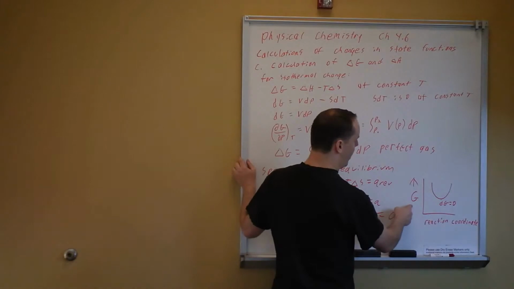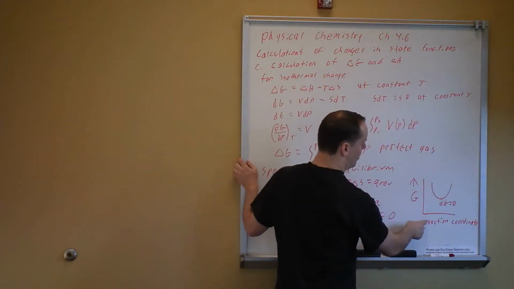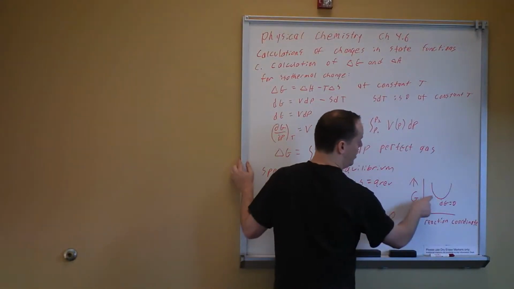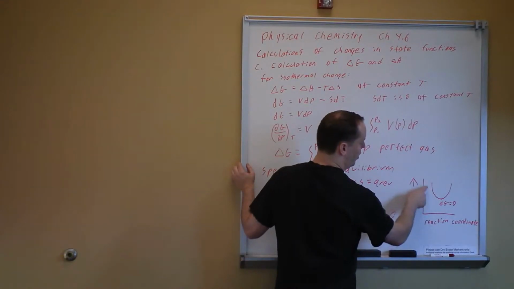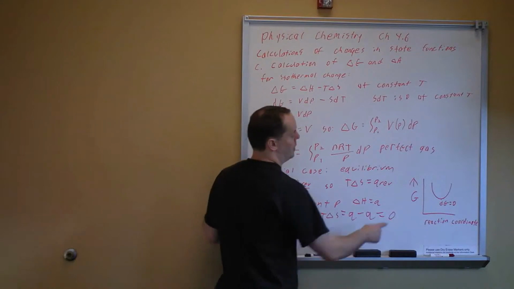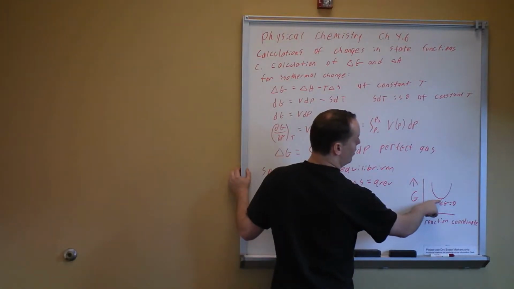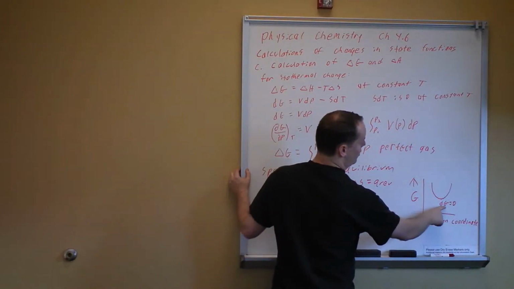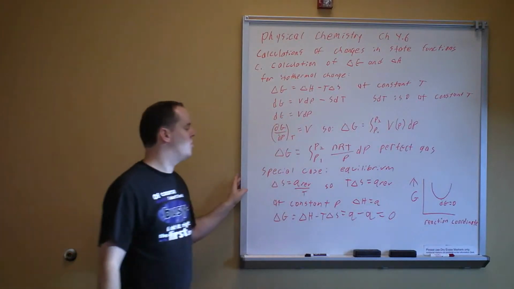Now this is a graph of our absolute Gibbs energy versus our reaction coordinate. So this is going to show, we know that G gets minimized at equilibrium. We haven't really shown that yet, but we will. So obviously where it's minimized, the derivative or differential is going to be equal to 0. That's what we just showed.